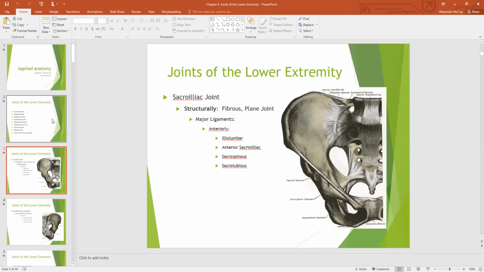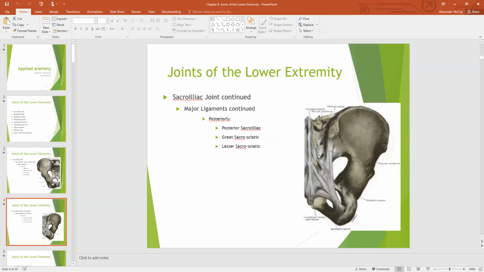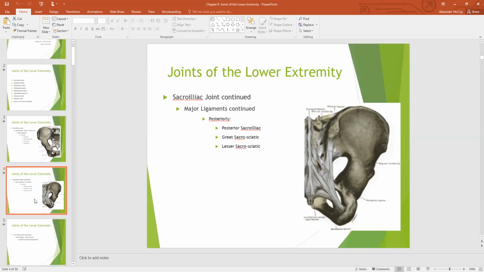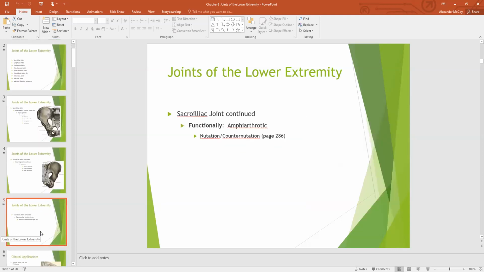This is commonly referred to as the SI joint. This is where the ilium meets the sacrum, okay? So it's this joint space right here. You'll notice that structurally it's fibrous and it's a plane joint. There are a ton of ligaments, and you can even see them here anteriorly and posteriorly helping to support the structure. Now, some say that this is not a movable joint, but yes, it does have some movement.